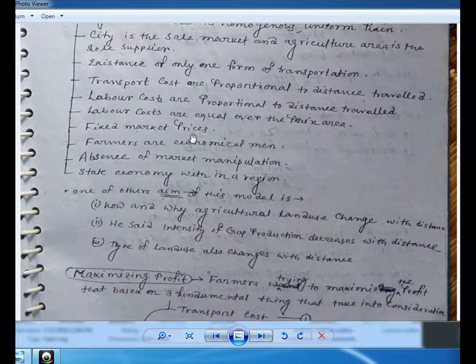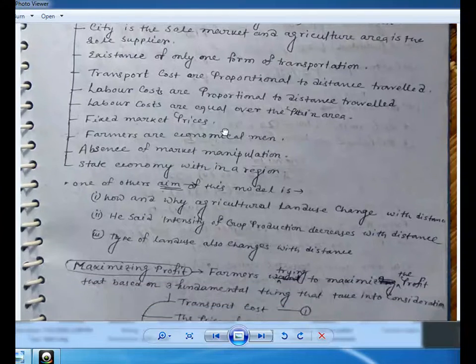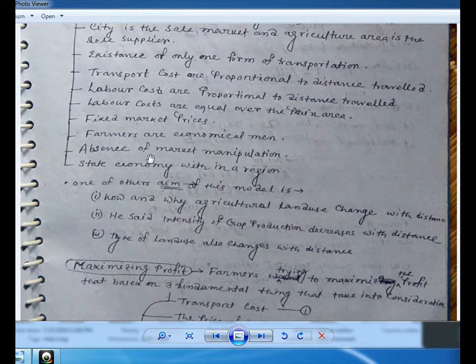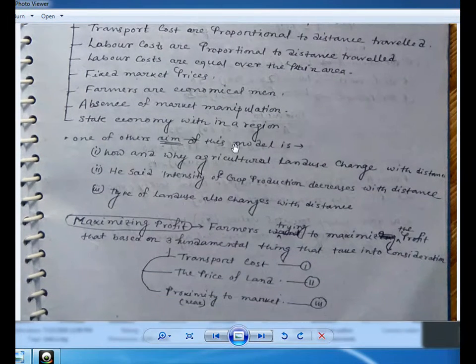Market prices are fixed, and farmers are economic men. There is an absence of market manipulation. So these assumptions are all okay. It is a stable economy in a region.